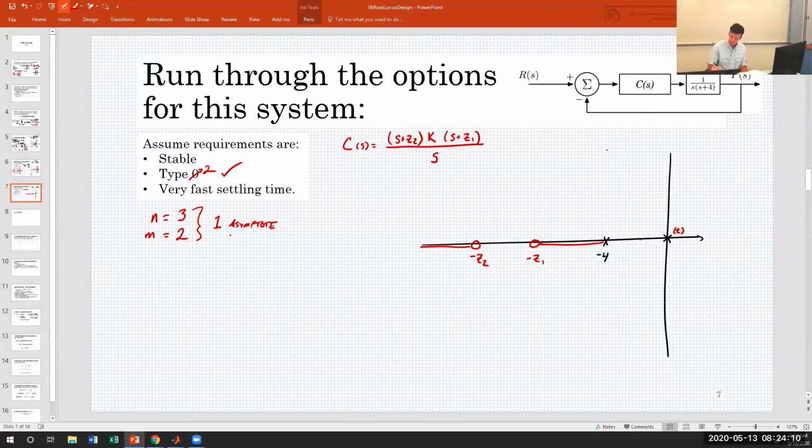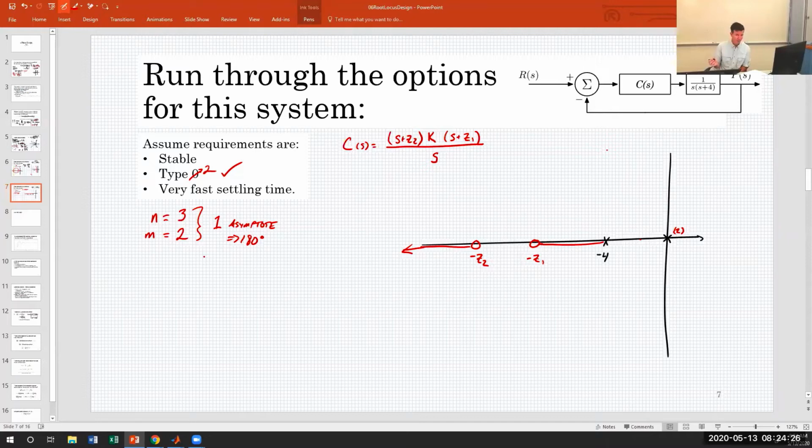This is a good sign. This is a good thing because your asymptote points into the stable part of the plane. Okay, no longer do we have to worry about where the center of mass is. That's a crucial insight here.